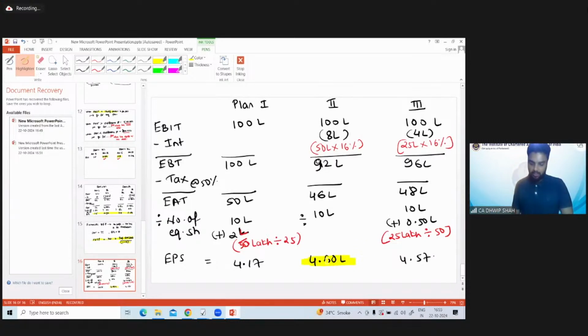Everyone followed this? Any questions still here? Any questions in calculating the interest amount or any questions in calculating the number of equity shares? Everyone, sure? So we should go for alternative or plan 2 because it is generating maximum EPS and maximum EPS means maximum wealth to the shareholders. Now let's calculate indifference point. Let's calculate what? Indifference point.